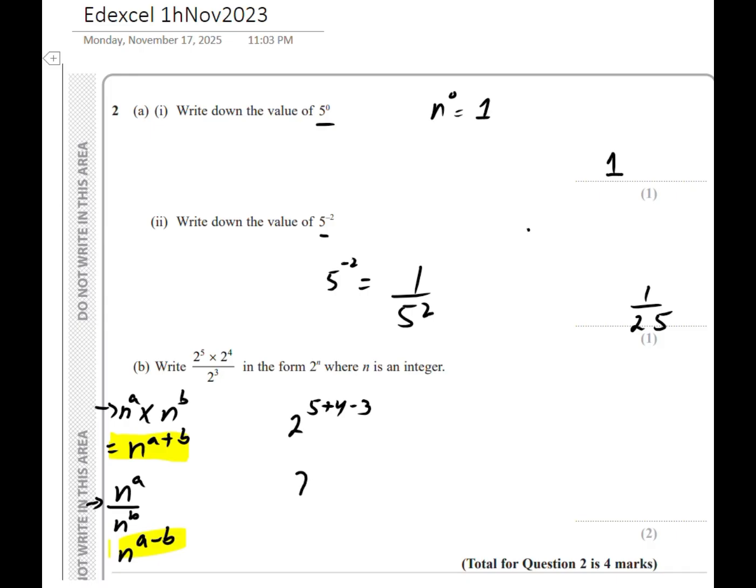We are going to follow the order of operations to solve this now. So 5 plus 4 is 9. And if we take away 3 from it, we're going to get 6. So your answer would be 2 to the power of 6. It's just a two-step question. You're going to do that and you'll get your 2 marks.